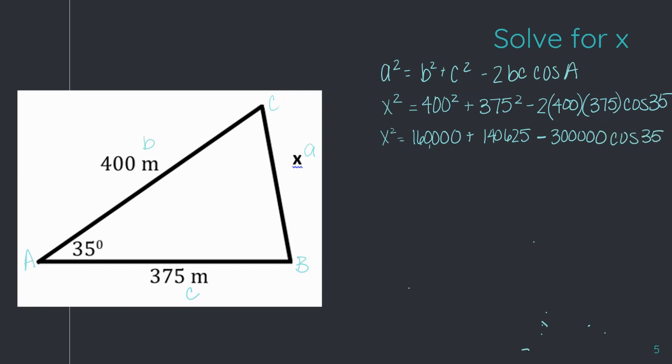Now I'm ready to punch this into my calculator. So here's where I'm going to start. I'm going to start actually at the back end, and work my way left. So I'm going to start with cosine of 35. I'm going to type that into my calculator, and I'm going to hit enter. I get 0.819, etc. Remember, leave this on your calculator. Do not hit clear at any point in this process.